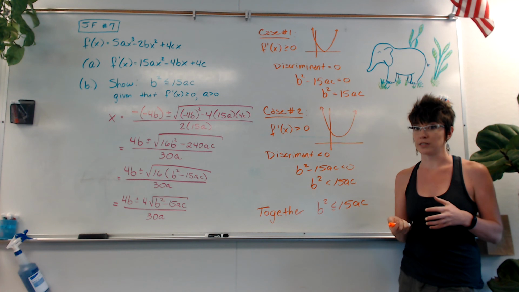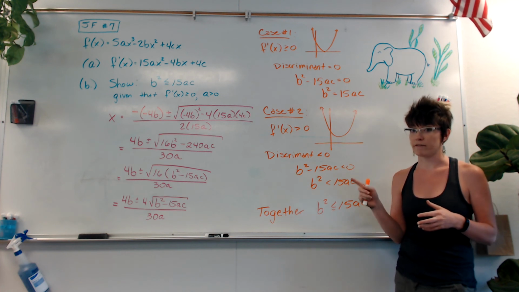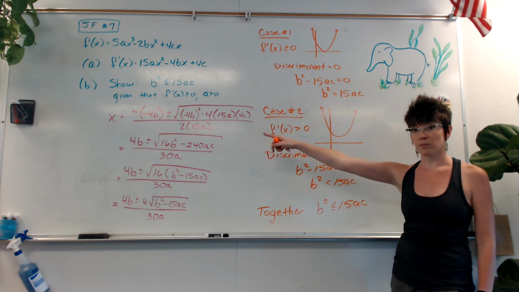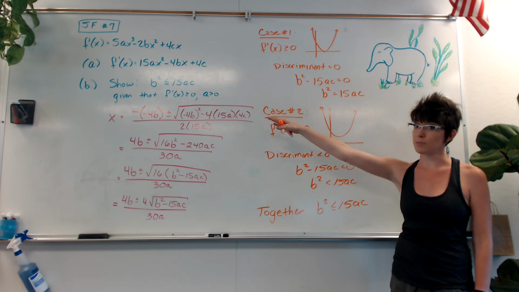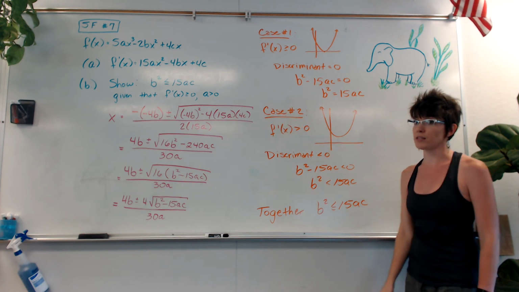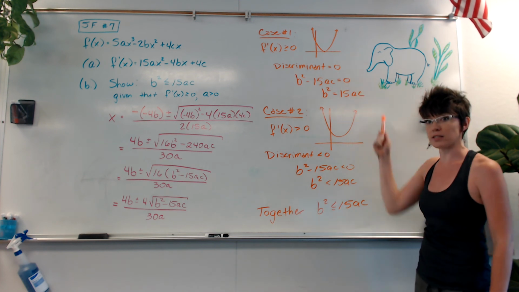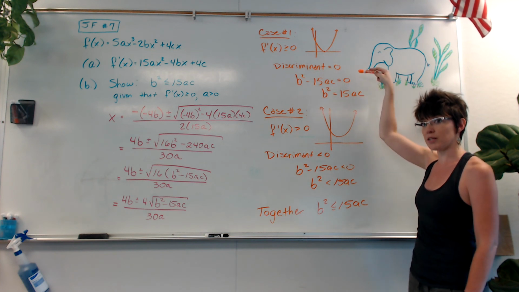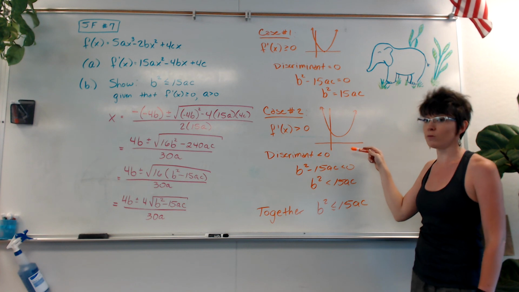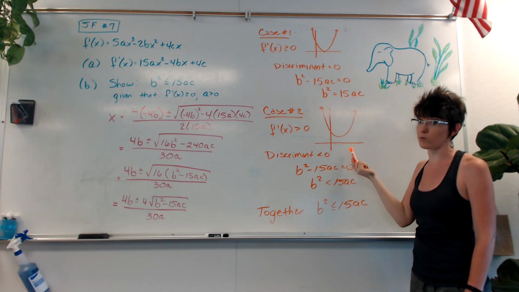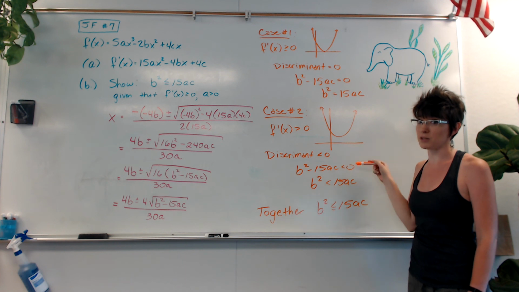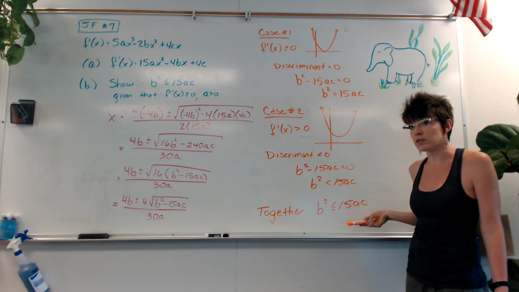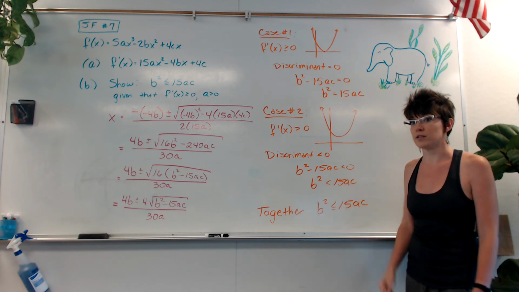So major key points here, it really matters that a was positive. The parabola opens up. The other thing that really mattered was that f prime, our derivative function, which is a parabola, had to be positive or equal to zero. And so what that led us into was these two cases. If it's equal to zero and positive, it might look like this, in which case the discriminant is zero and I get that result. Case number two, maybe your parabola is only positive and not equal to zero, in which case no x-intercepts, your discriminant is negative, and that led us to this result. Together, we find out that b squared must always be less than or equal to 15ac.